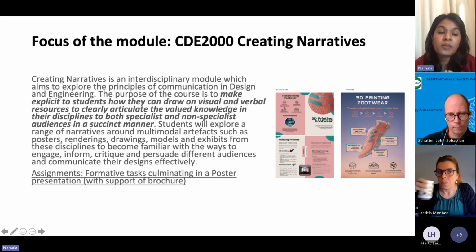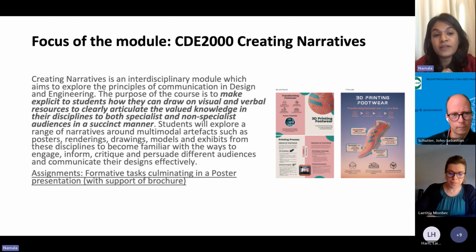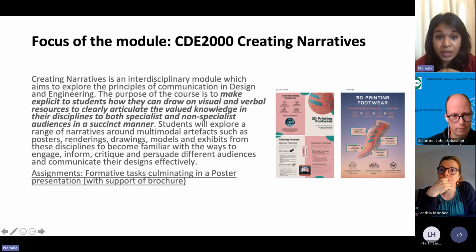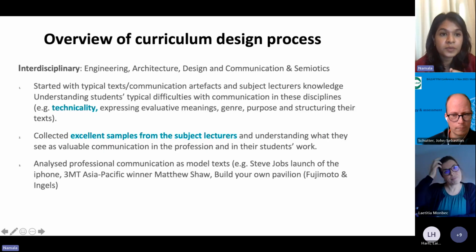So the focus of the module was on making explicit to students how they could draw on visual and verbal resources to clearly articulate the valued knowledge in their disciplines. Particularly in speaking to specialist and non-specialist audiences in a succinct manner. And the assessment was a poster presentation with the support of a brochure. So we were looking at really complex multimodal artifacts here in terms of what the students were required to create. Very much valued in disciplines like engineering, where at the end of their entire 4 years, they have these exhibitions in which students have to give poster presentations on work that they've done in their area of expertise.